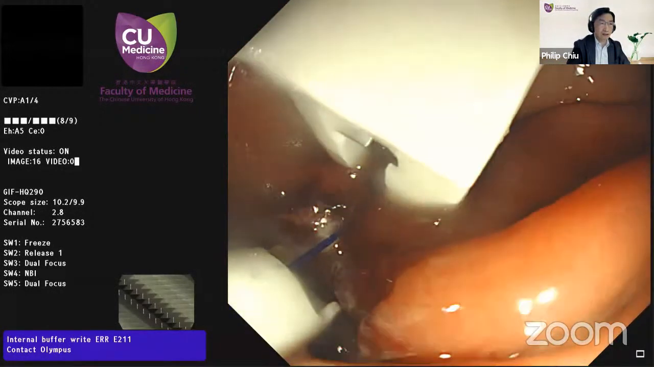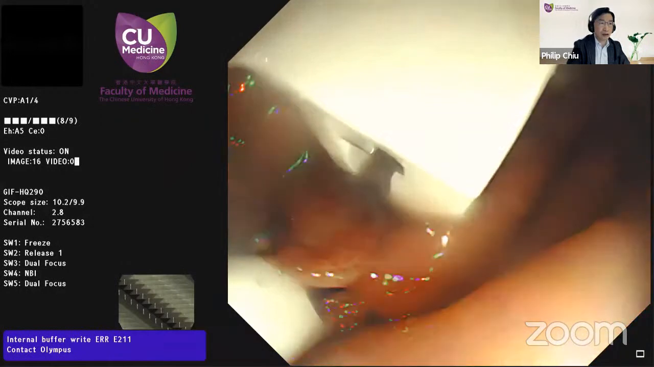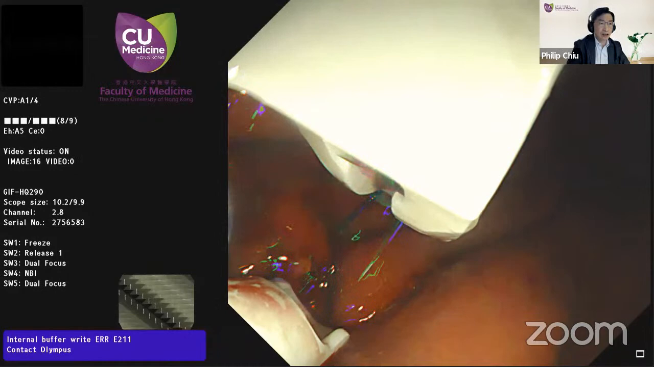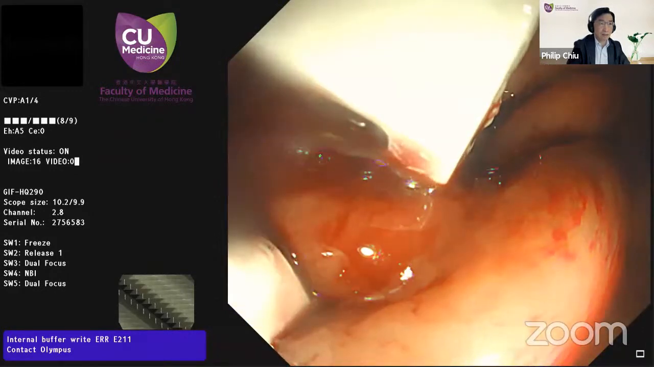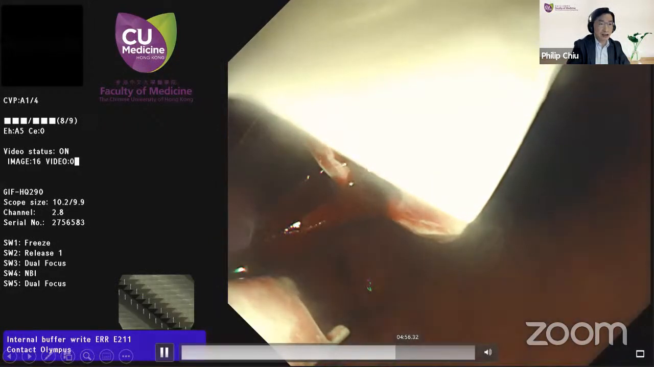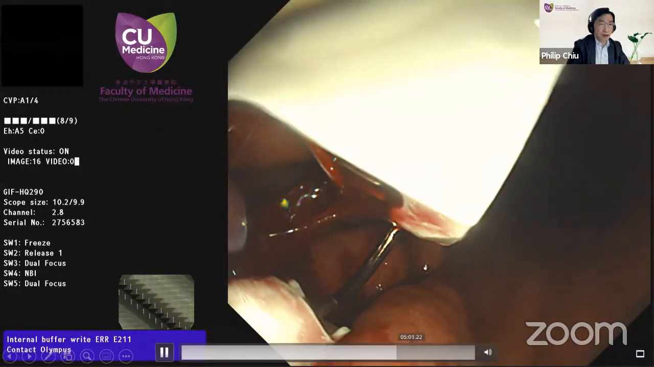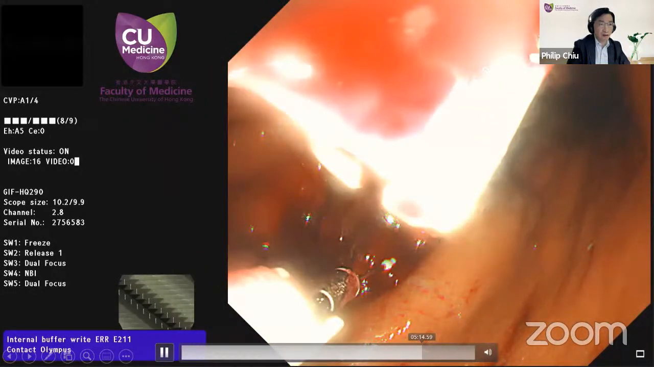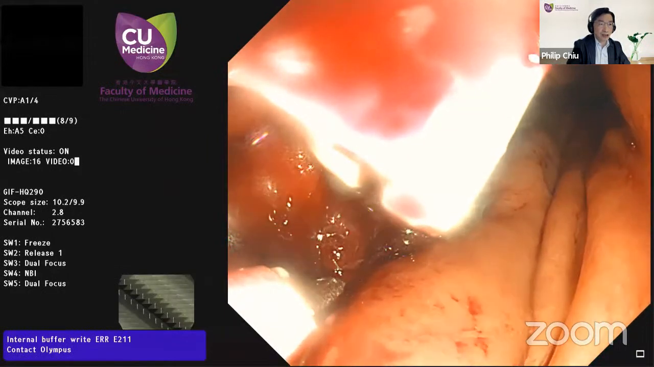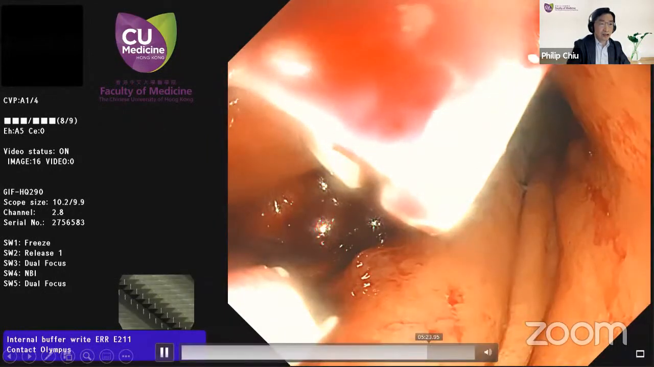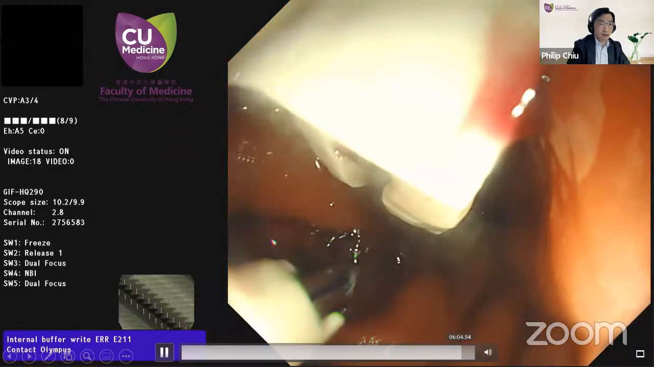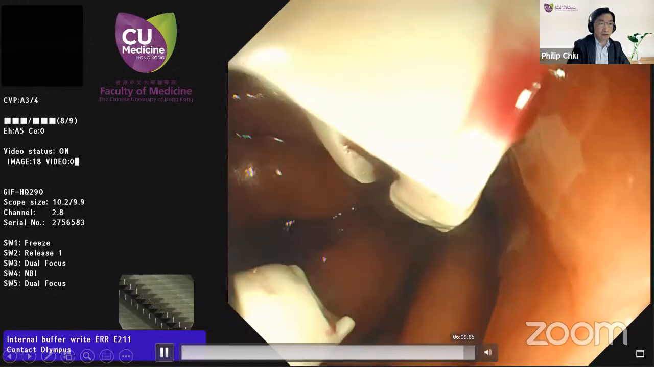So in that kind of large defect, I generally will use OverStitch from the Apollo company. And this OverStitch is actually a single channel type, so it can be used in combination with any single channel endoscope. And then after the application of a figure of 8 suture, I would tighten the suture with the cinching. And then usually I need at least 2 figure of 8 sutures in order to confirm the tightness of the closure of the defect.